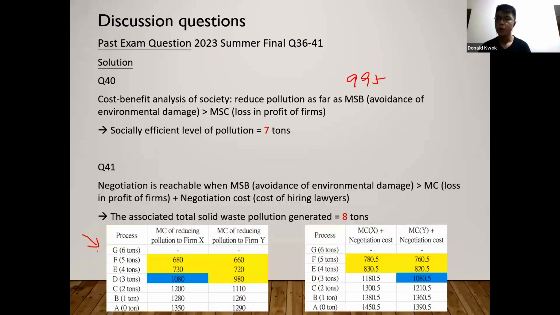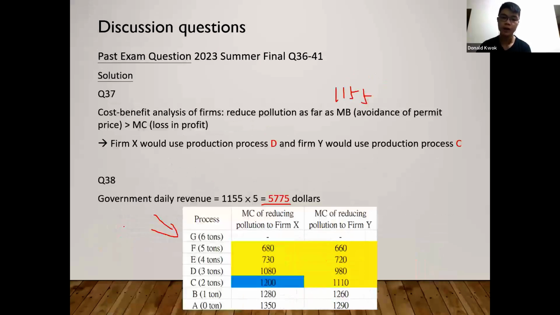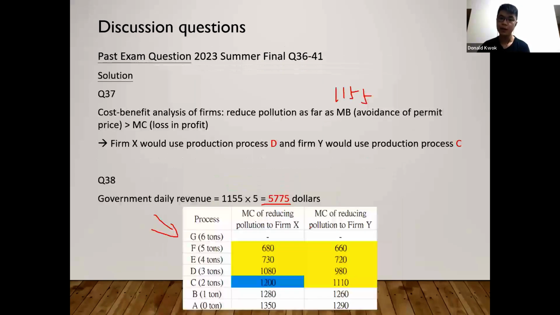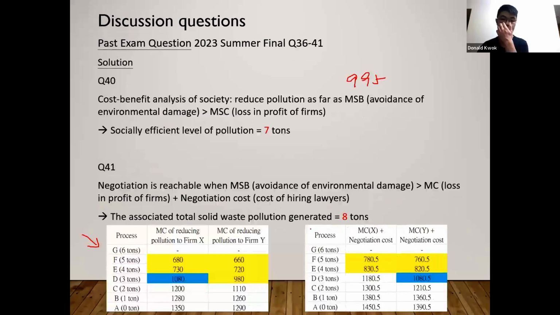And finally, for question 41, everything is the same, just that we have a negotiation cost of 100.5 to hire lawyers. What will be the amount of solid waste generated in this case? Again, it will be the cost and benefit analysis of society as a whole. The marginal social benefit side is again the avoidance of environmental damage 995, while the marginal social cost of reducing pollution is composed of 2 parts: the loss in profit of the firm in the marginal cost table here, plus the negotiation cost of hiring lawyers, 100.5.